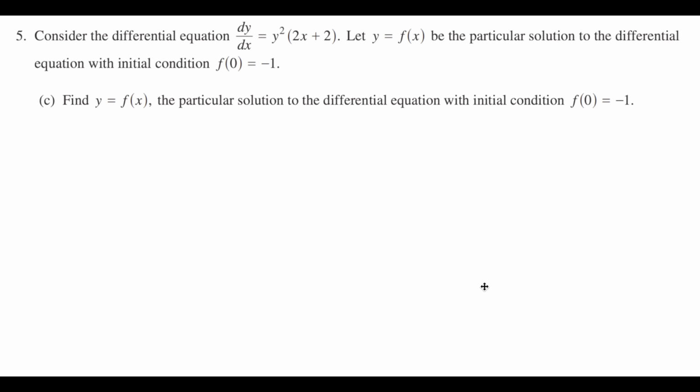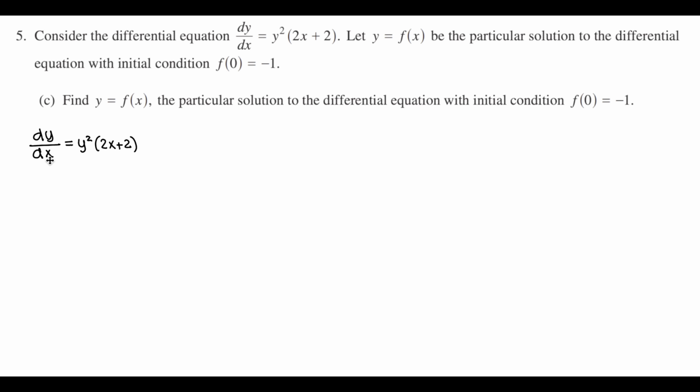Okay, part C, last part. We are asked to find the particular solution to the differential equation with initial condition of f of 0 equals negative 1. So we basically have to do separation of variables. I went ahead and rewrote the given dy dx to make my work easier to follow.